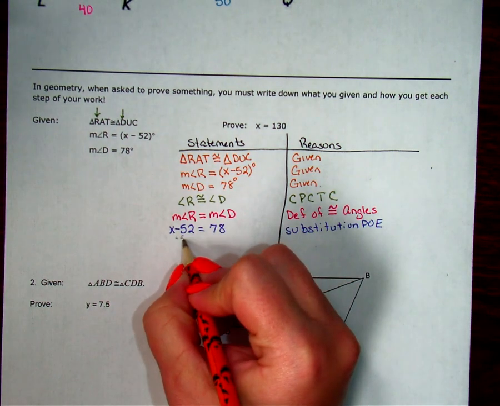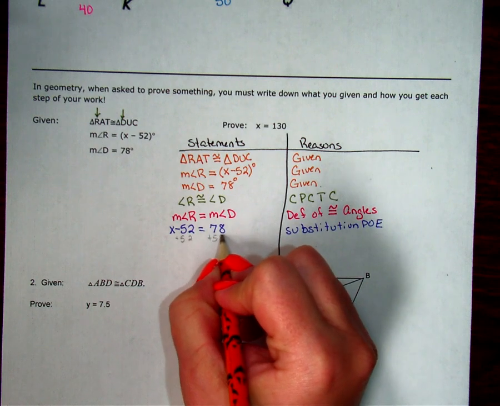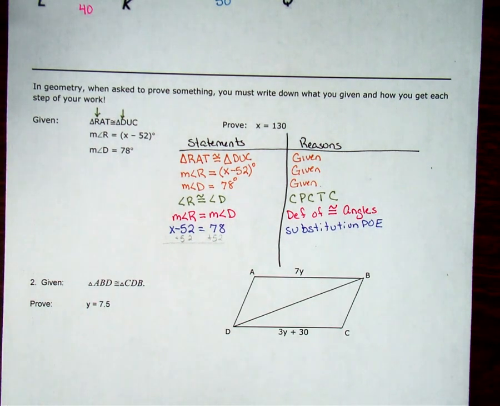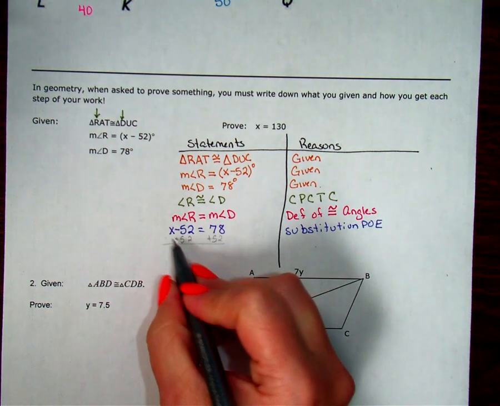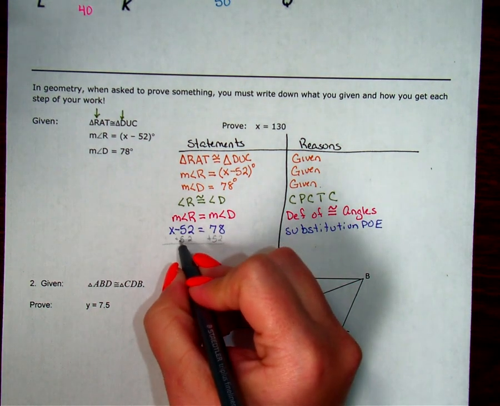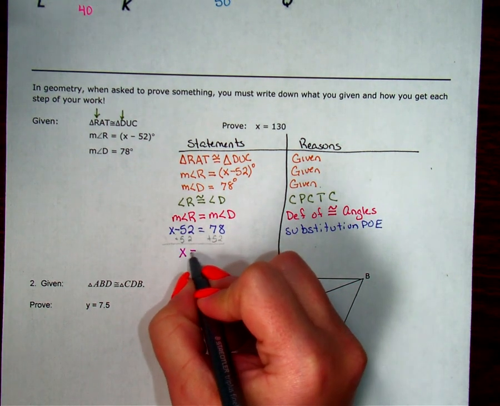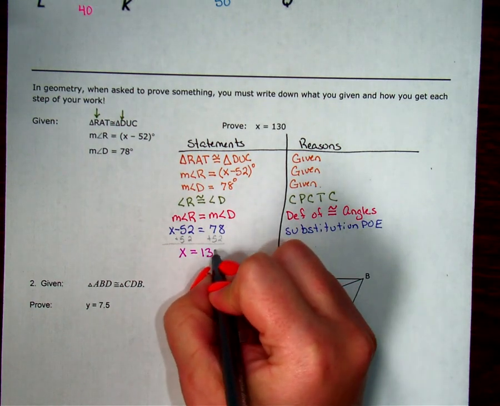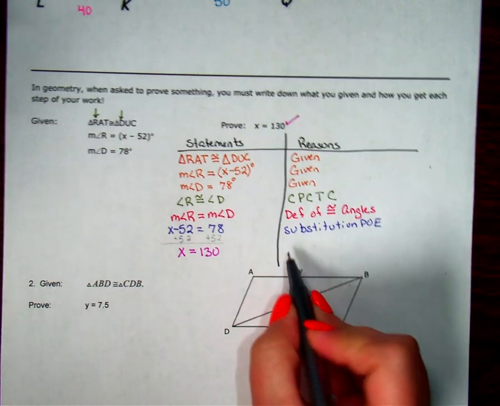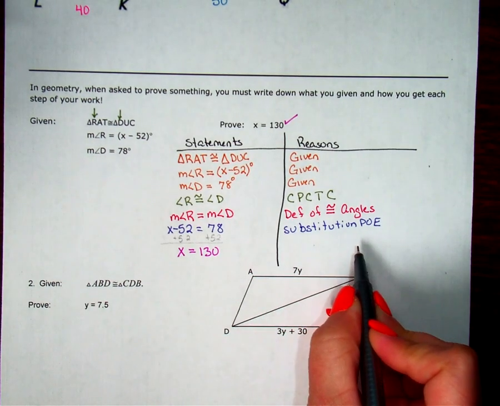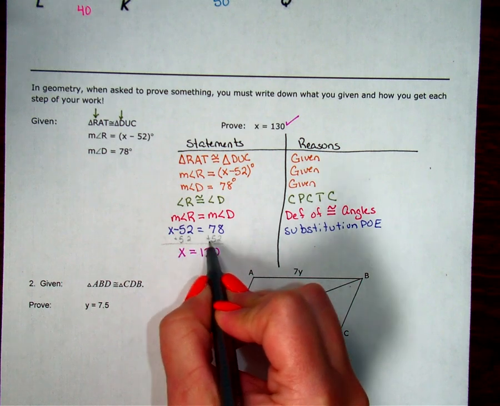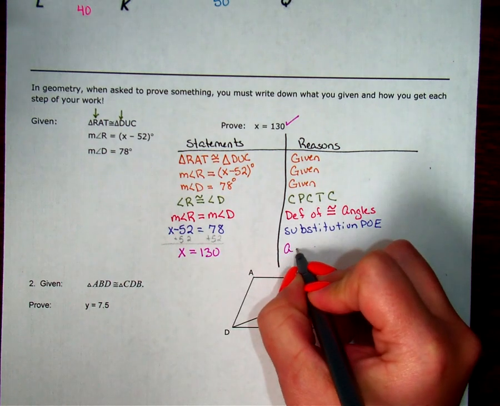And remember, this part that I'm doing in pencil is not really part of the proof. That's normally not in there, but just so we can see how I got there. That goes away and I end up with x equals 78 plus 52 is 130, which is what I was trying to prove, but I do not write the word prove here, right? How did I get from here to here? I can see it. I added 52 on both sides, so I use the addition property of equality.